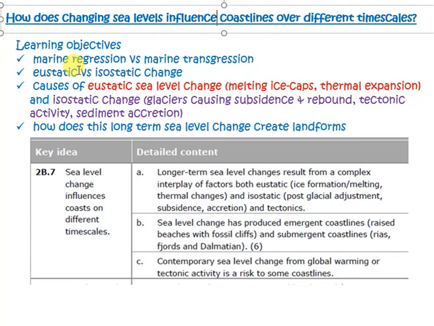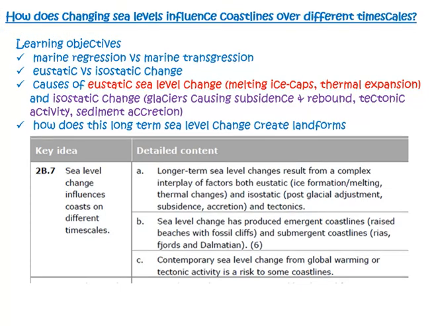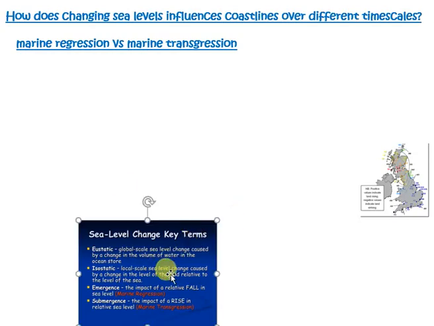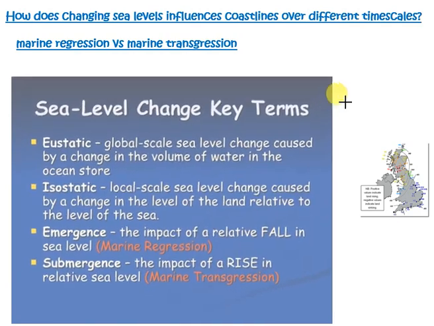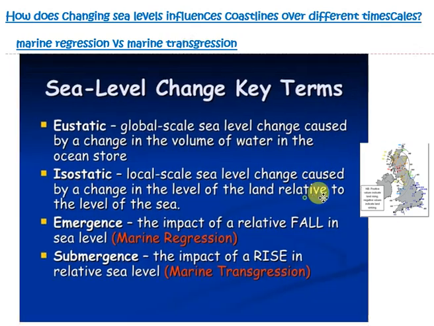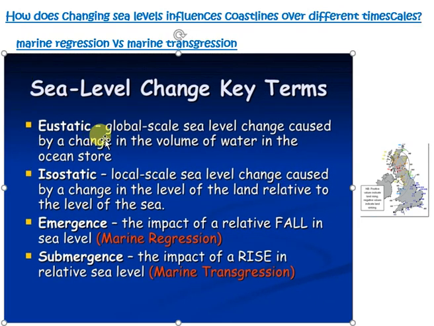Right then, next slide. Couple of keywords. I've been a bit lazy, I've taken these off the internet, but it does the job. So, eustatic change: global scale sea level change caused by a change in volume of water in the ocean. Always global. You put more water into the oceans, the whole of the oceans across the planet rise, don't they?